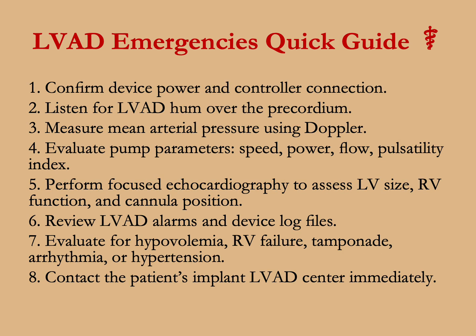So, a quick guide to LVAD emergencies. First, confirm device power and controller connection. Second, listen to the LVAD hum over the precordium. Third, measure mean arterial pressure using Doppler. Fourth, evaluate pump parameters: speed, power, flow, pulsatility index. Fifth, perform echo to assess LV size, RV function, and cannula position. Sixth, review LVAD alarms and device log files. Seventh, evaluate hypovolemia, RV failure, tamponade, arrhythmia, or hypertension. Contact the patient's implant LVAD center immediately. Take a screenshot of this checklist so that you're prepared for LVAD emergencies.